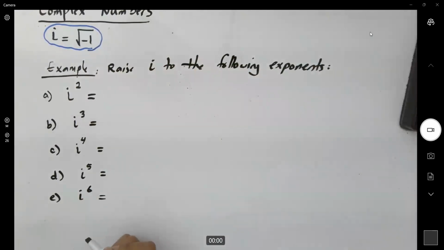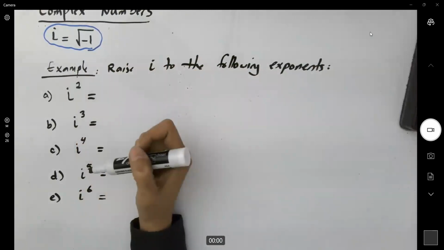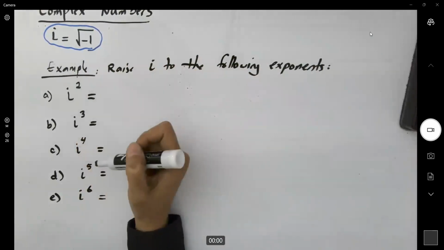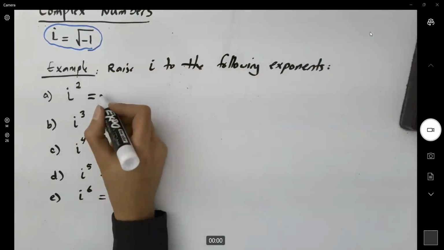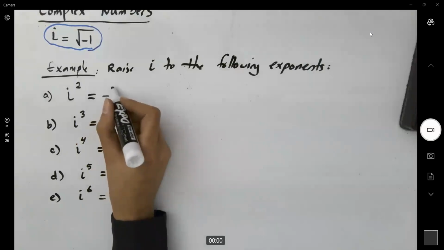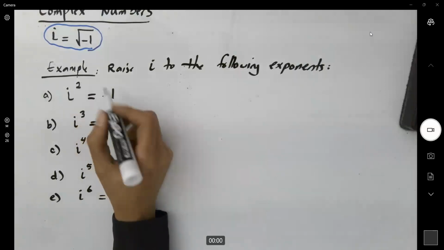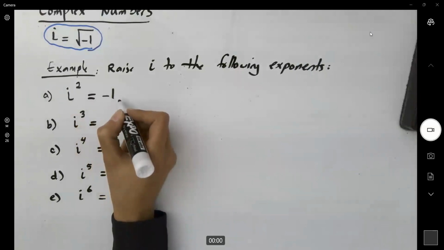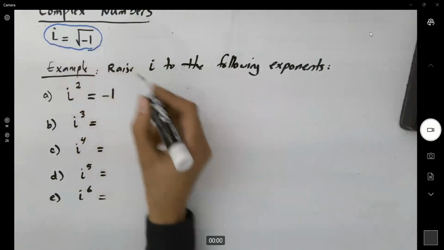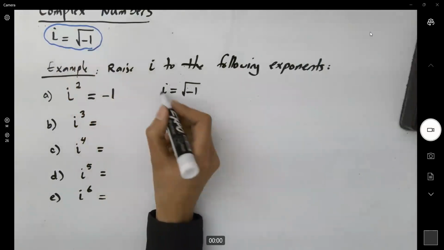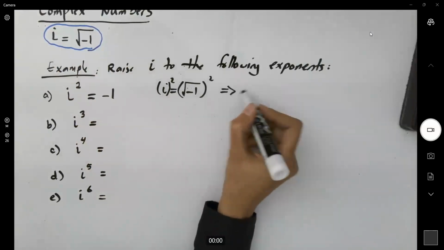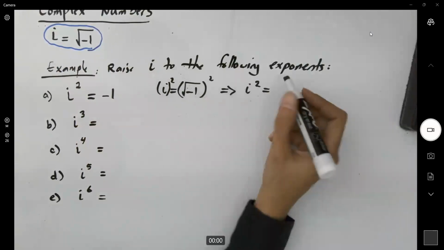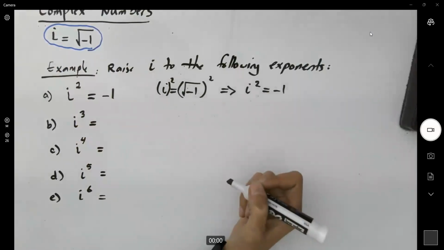Very well. So what do we have here? We have i squared. i squared, i times i, gives you negative 1. i squared is negative 1. Why is that? i is equal to the square root of negative 1. If I raise both sides to the second power, I get i squared on the left and I get negative 1 on the right.